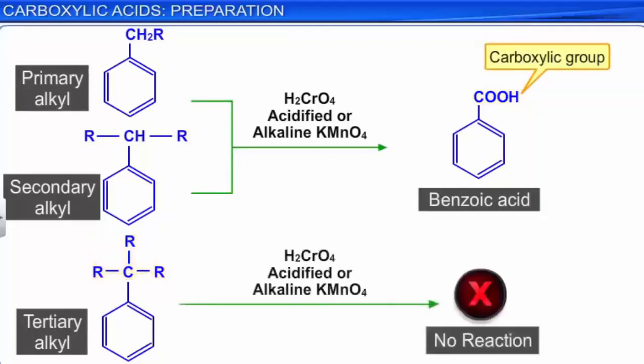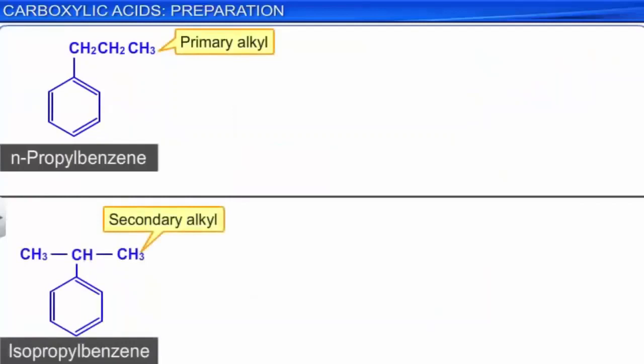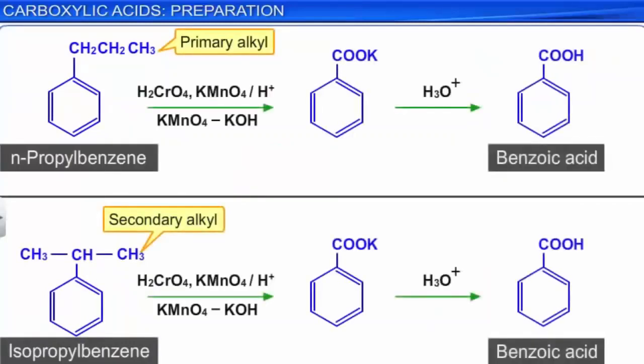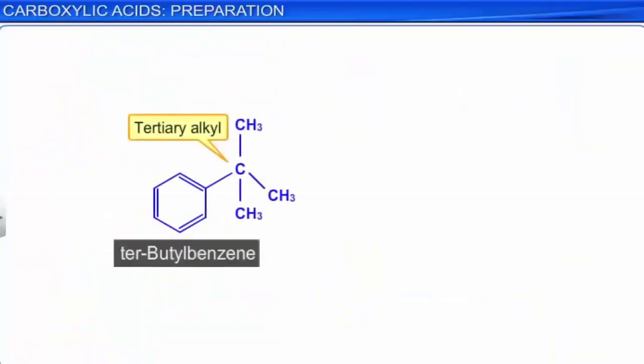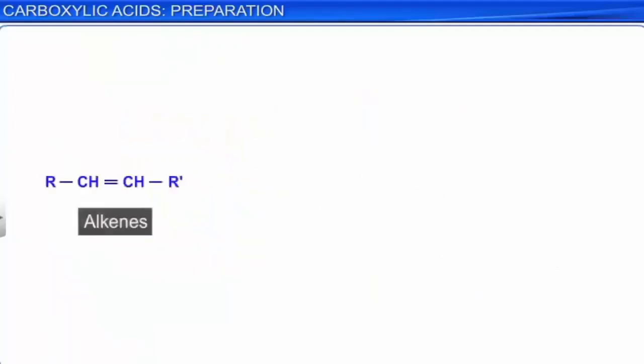For example, n-propylbenzene and isopropylbenzene are oxidized to benzoic acid in the presence of chromic acid or acidic or alkaline potassium permanganate, while tert-butylbenzene undergoes no change under these conditions. In the presence of these oxidizing agents, even suitably substituted alkenes are oxidized to carboxylic acids.